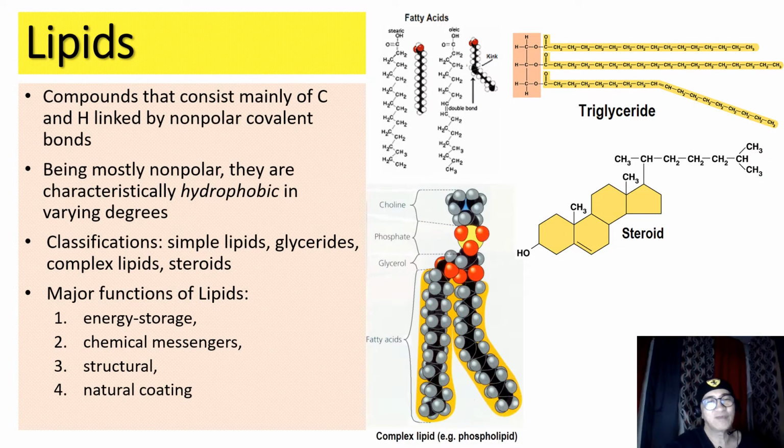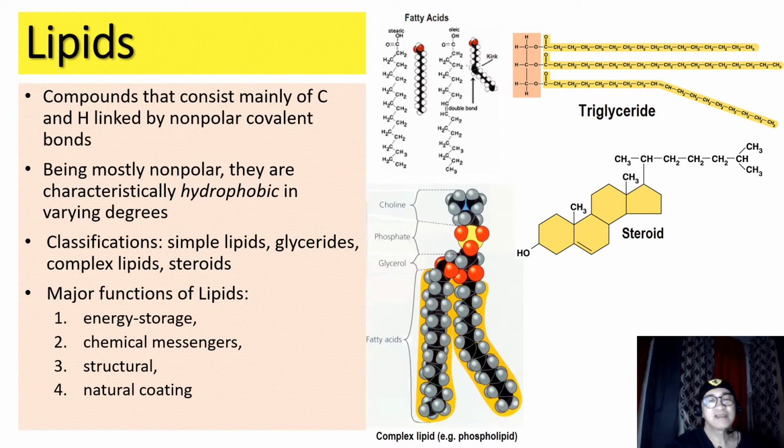Lipids are compounds that are mainly made up of long chains of carbon and hydrogen atoms linked by nonpolar covalent bonds. Because of these nonpolar covalent bonds, the lipids are characteristically hydrophobic in varying degrees. Some lipids are simple lipids, like these chains of hydrocarbons, the fatty acids.